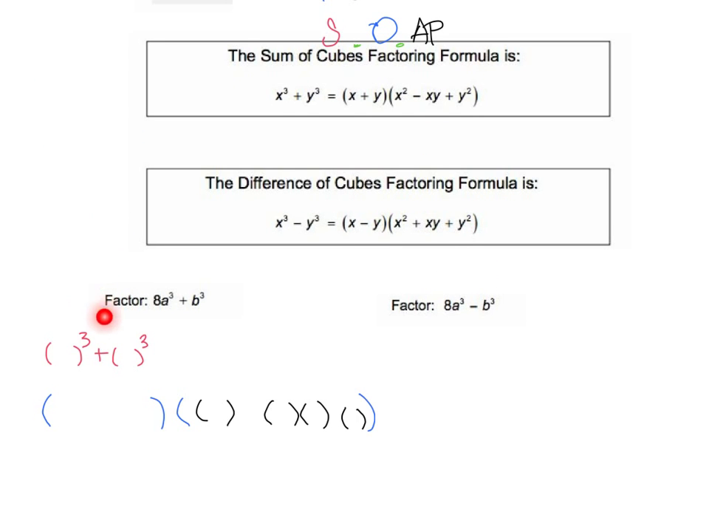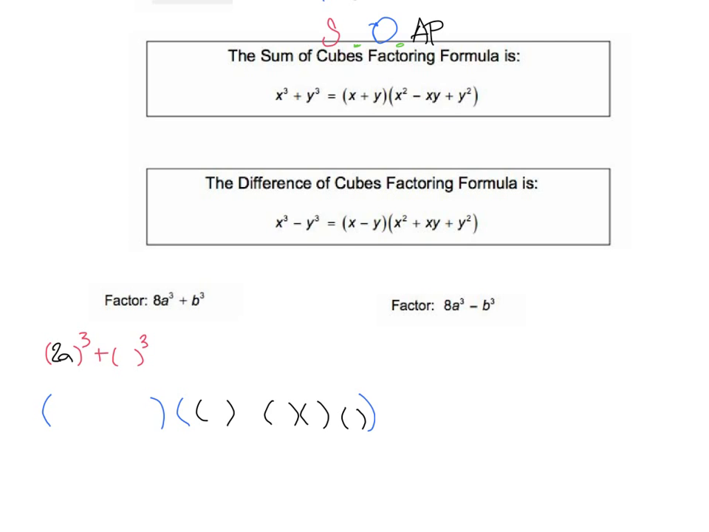All right, so let's factor out this first one. Notice I know it's a sum of cubes because it has the plus sign, okay? So you have 8a cubed plus b cubed. We begin by writing each term as a cube and use the sum of cubes formula to guide us to our answer. So the first thing we need to figure out, looking at the 8, is what number multiplied by itself 1, 2, 3 times would give us 8. Hopefully you are saying that is the number 2.